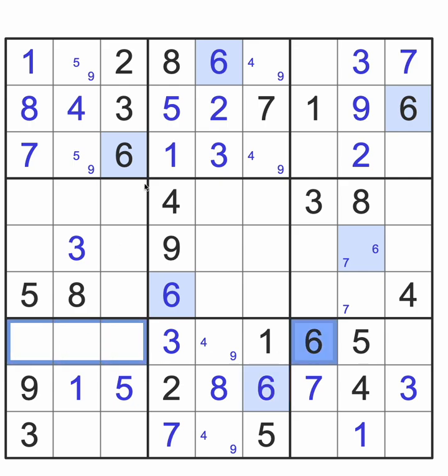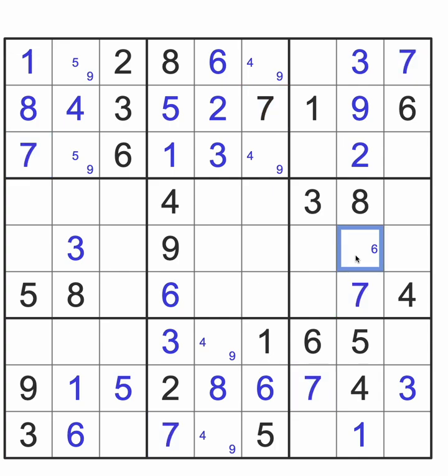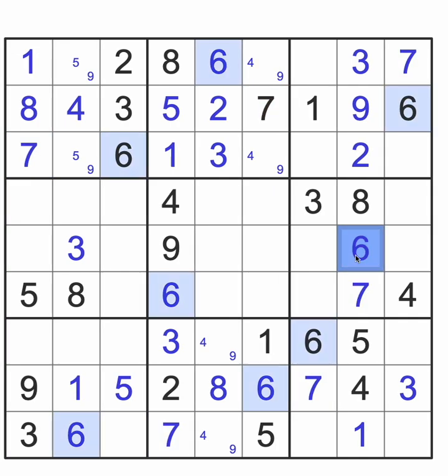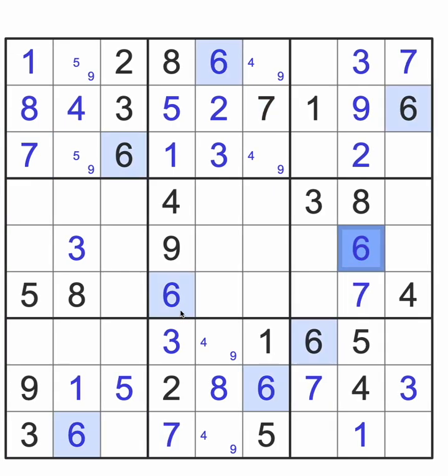6 blocks these. This 6 blocks here. That gives me 6 here. And this 6 has already made this cell 7. And this would be 6. And these 6s block these. Gives me 6 here.